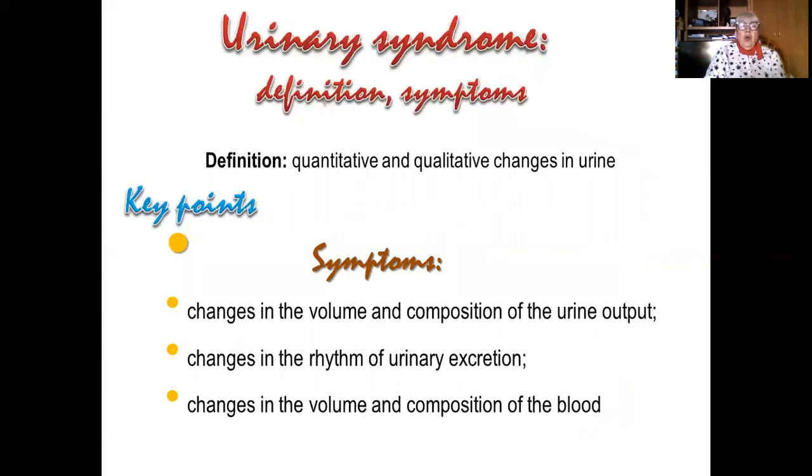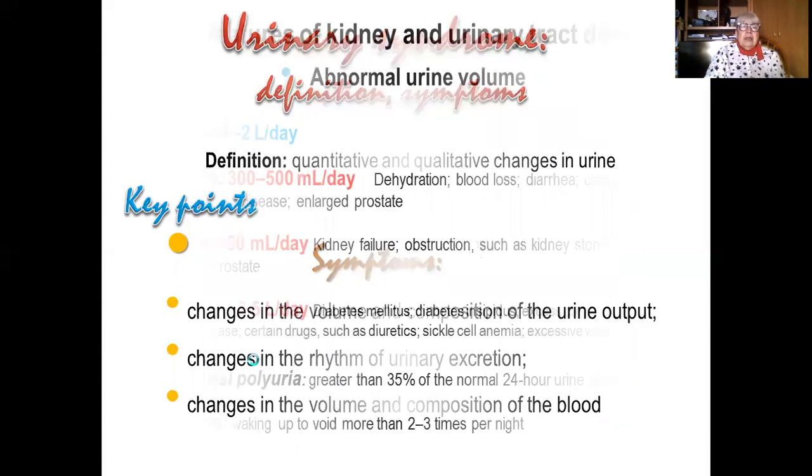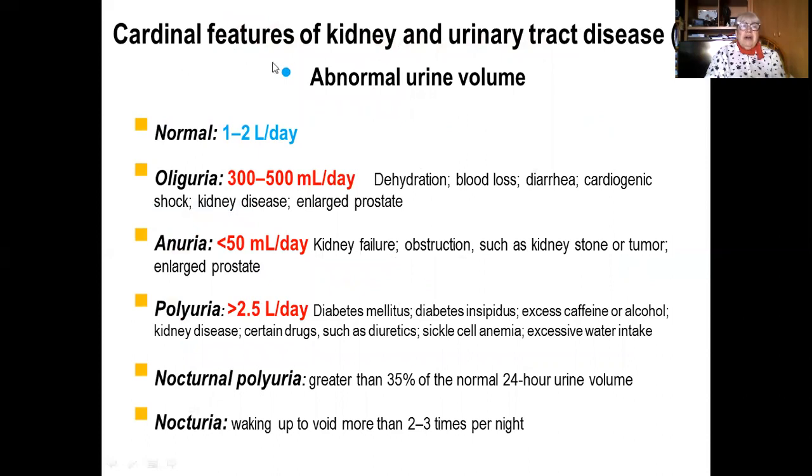So, urinary syndrome is the specific syndrome for kidney pathology. So, what is it? Quantitative and qualitative changes in the urine. Key points. Symptoms: changes in the volume and consumption of the urine output, changes in the rhythm of urinary excretion, changes in volume and consumption of the blood. So let's go to understand the cardinal features of kidney and urinary tract disease.